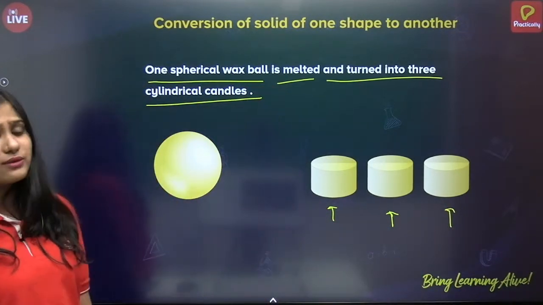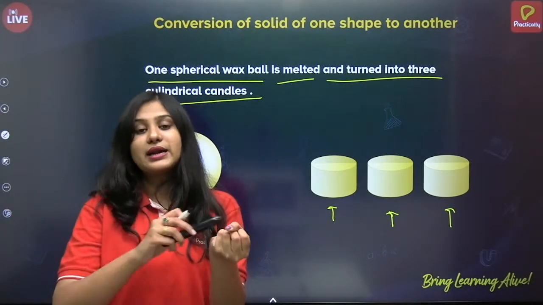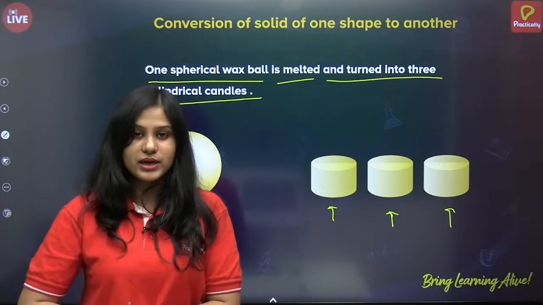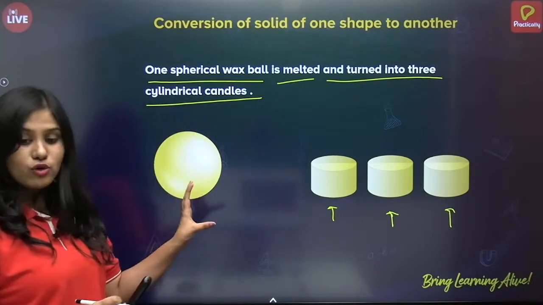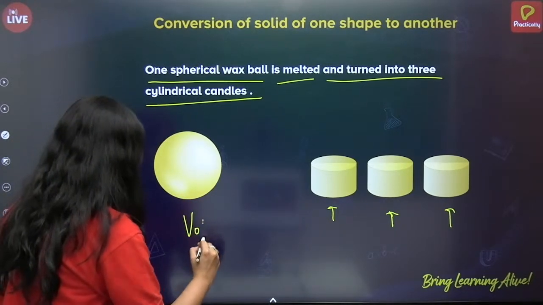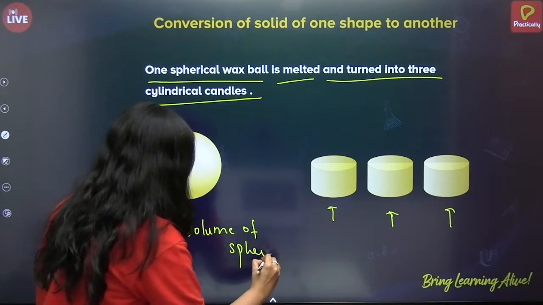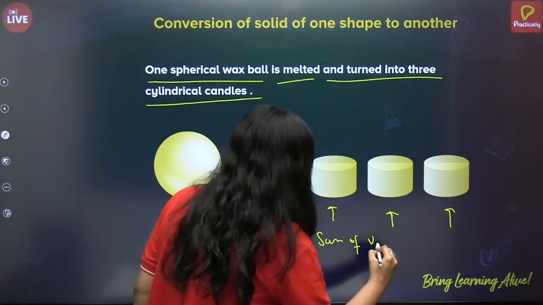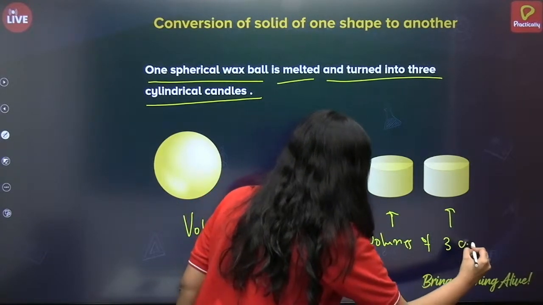So now what do we know about this? When one object is melted and recast into another solid, the volume remains the same, correct? We are not so sure about surface area. It may or may not be the same, but we know for a fact that volume is the same, right? So here volume of this sphere is equal to the sum of volumes of the 3 cylinders, correct?